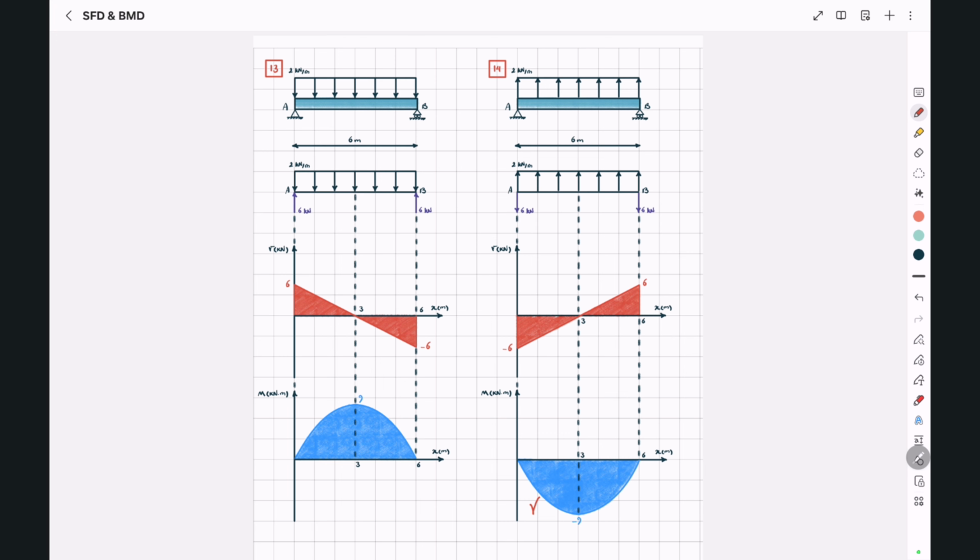And from C to B, the magnitude of the shear is increasing from 0 to 6. So the slope of the moment diagram will have to become steeper. We can't draw a straight line again. We need a curve. So this is not going to work. We either have to draw a curve like this or a curve like this.